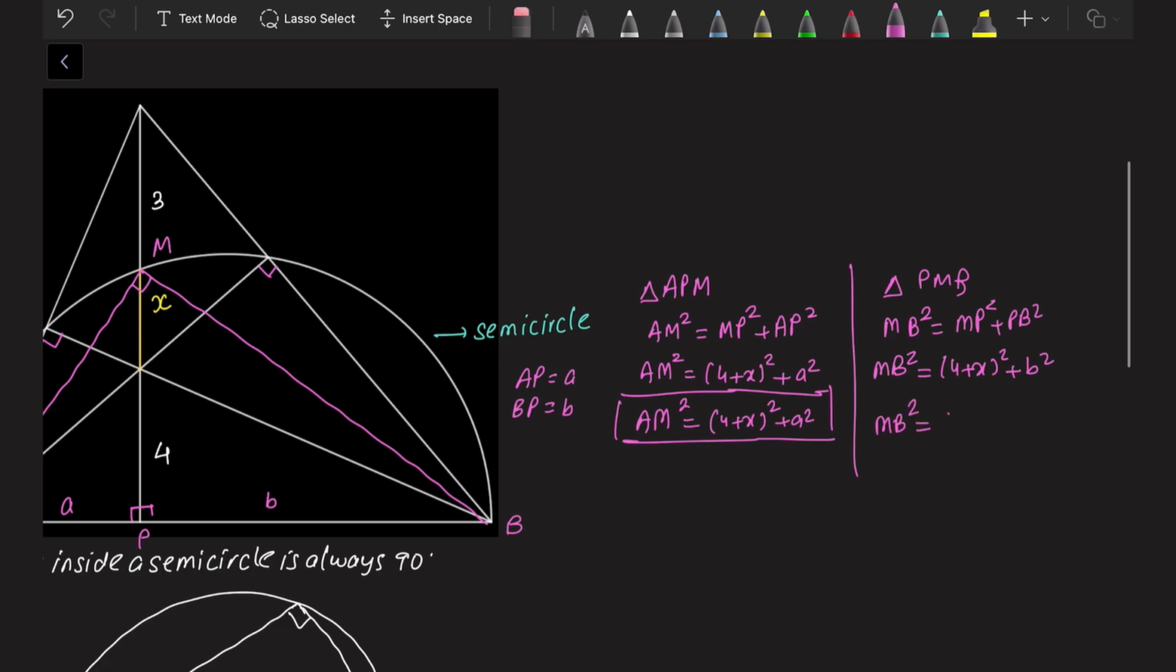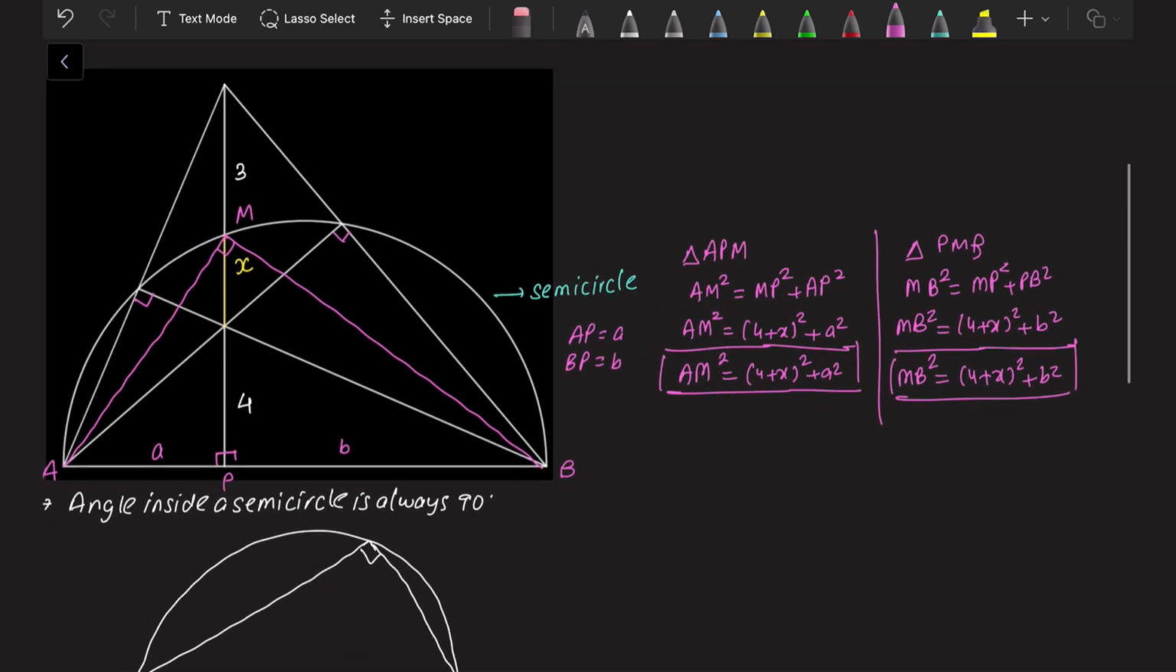So finally we have that MB square is equal to (4 plus x) the whole square plus b square. Nice. Okay, now look carefully at the right angle triangle that I will mention now. So now take the triangle AMB. Now I am talking about this biggest right angle triangle.